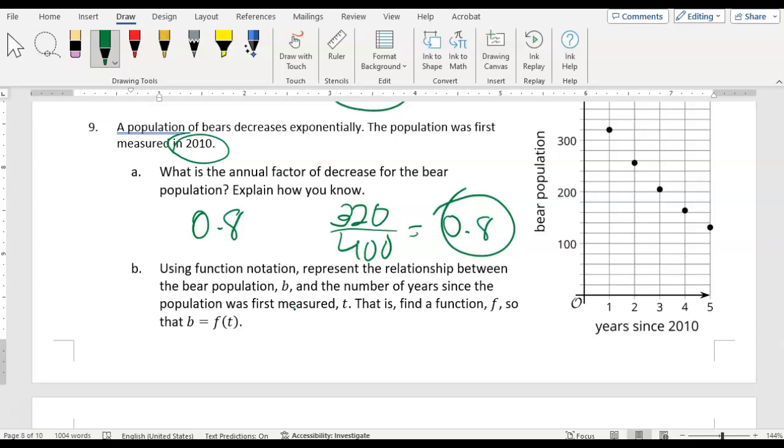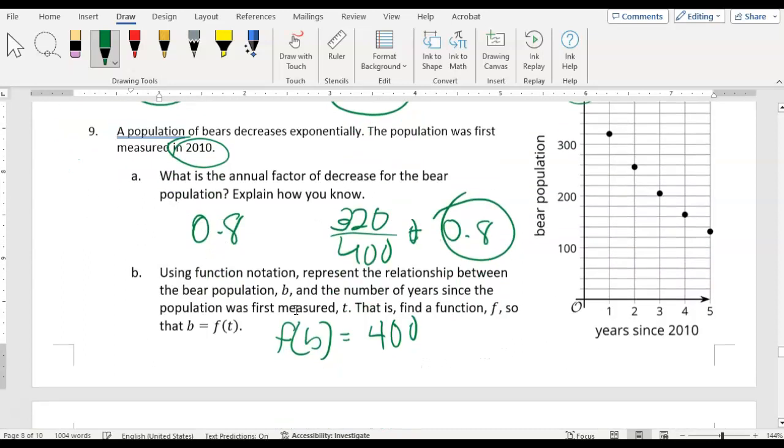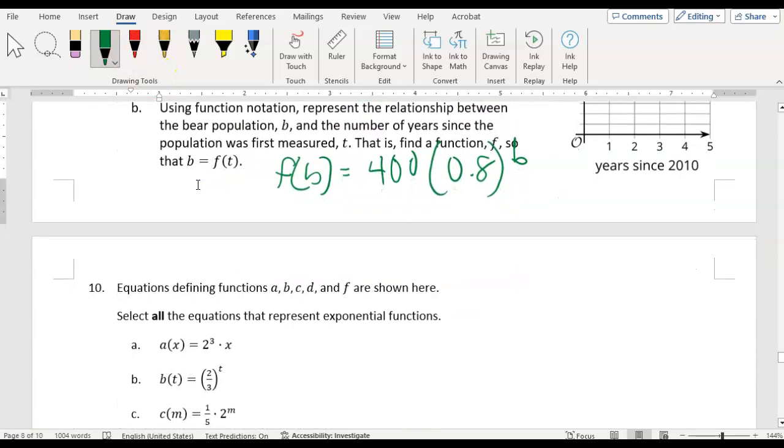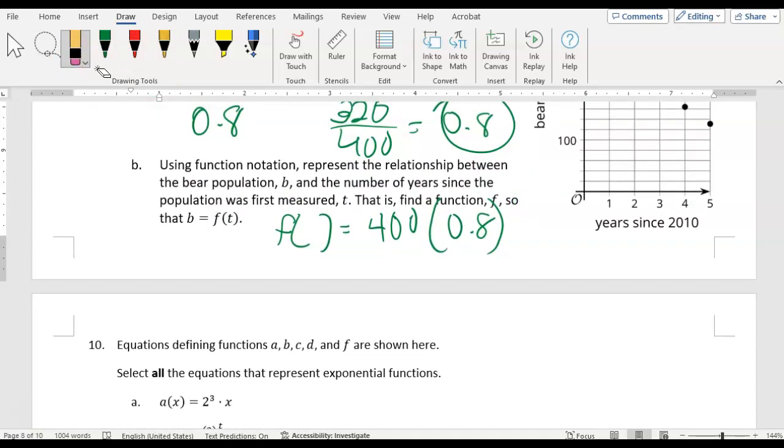Using function notation, represent the relationship between the bear population. So we're going to write a function here. So f of t, or b, equals, our starting amount is 400, times 0.8, and it's exponential, so to the power of t. So you could say b equals f of t.